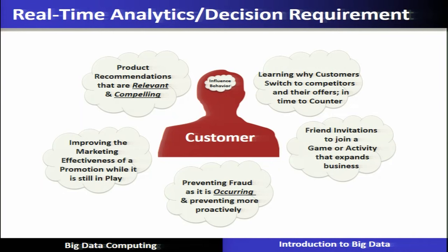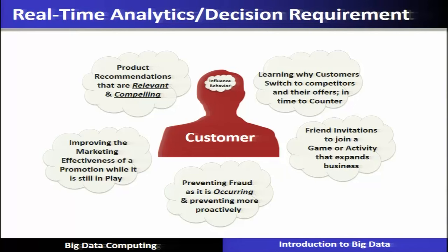So, in most businesses where customer-centric decisions are to be taken, that means giving product recommendations, learning why customers churn out of the business, or how friend invitations are sent to join together, which results in gaining more business. Similarly, how to prevent fraud and how to improve marketing. It is all customer-centric, to understand the behavior or sentiment of a customer and do real time analytics, and this is a very good way of running the business. Every business has to be customer-centric to drive it further. So, real time analytics is very much required, and the decisions are being used.